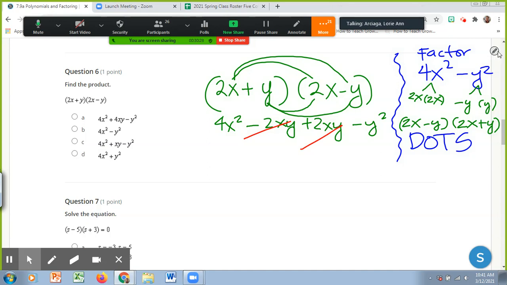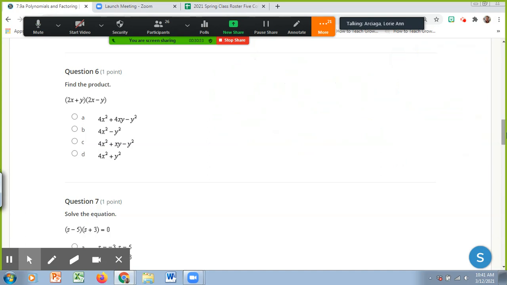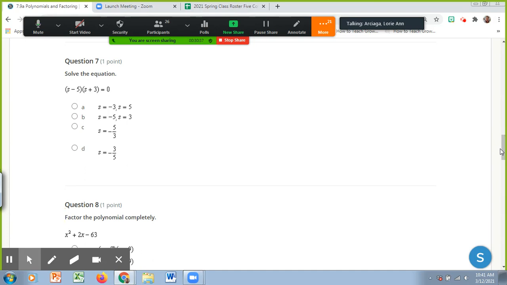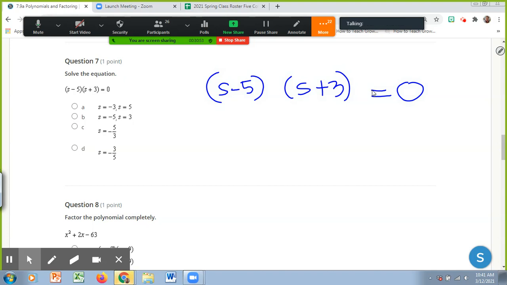Okay, I'm going to close this one. Let's go to number 7. Oh, do you remember this? Solving the equation. So when you have like s minus 5 and s plus 3 equal to 0, right? So what do we do? We copy each one.